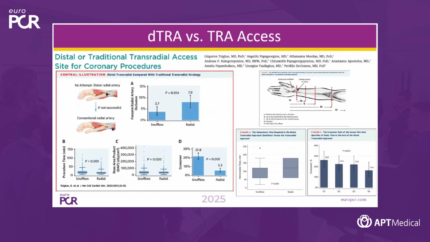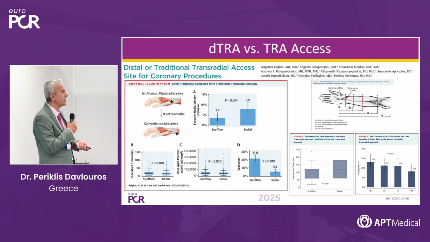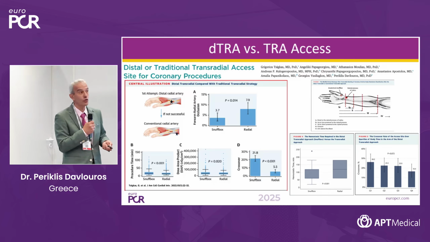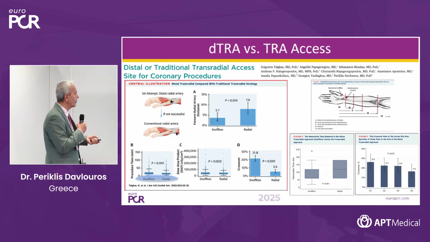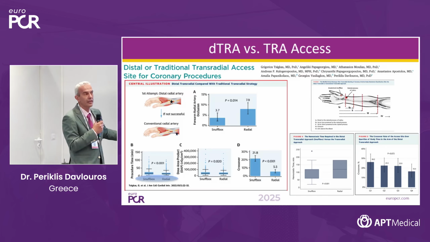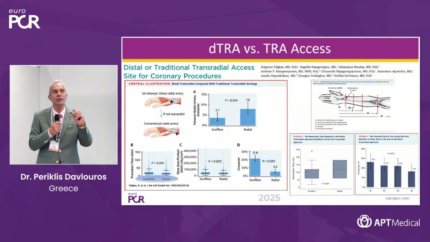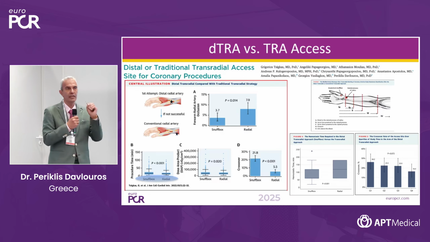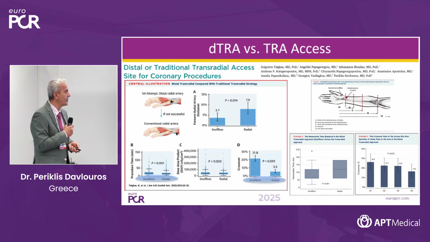Now, does the distal radial artery have any advantages compared to the radial artery? We have two large studies. One study comes from our center, and it was my honor to work in this study with my colleague who happens to be here, Professor Tsigas. Comparing the snuffbox technique versus the classical radial technique, we see, as expected, that with a distal radial artery, you need a little bit more time before successful cannulation of the artery.